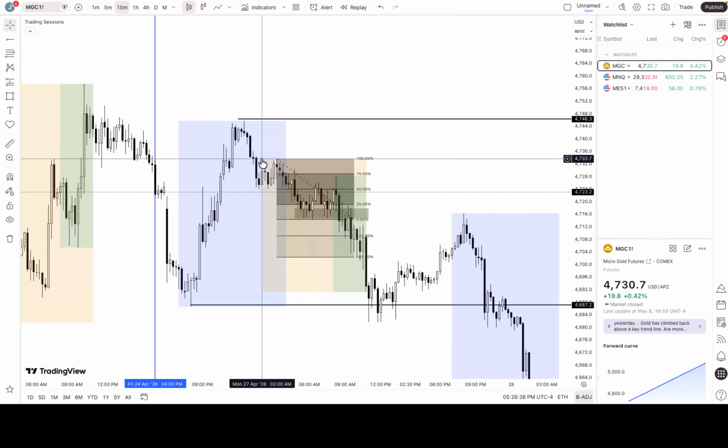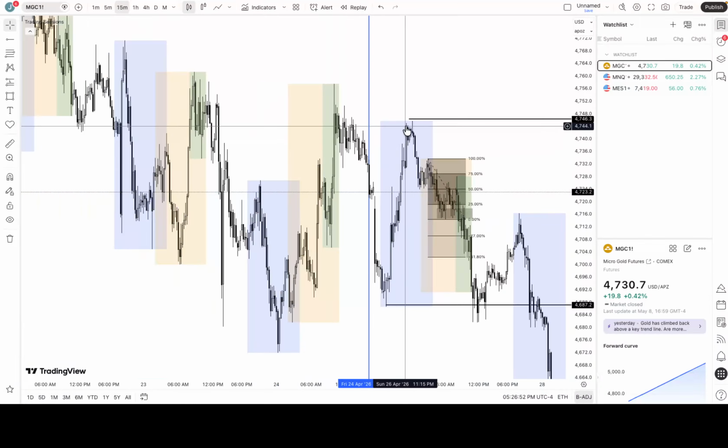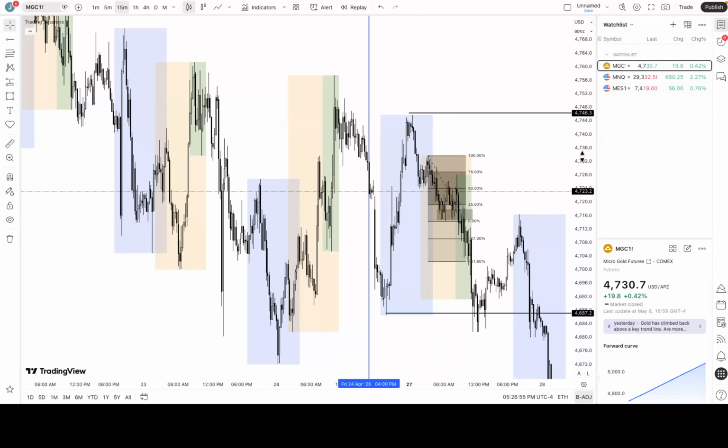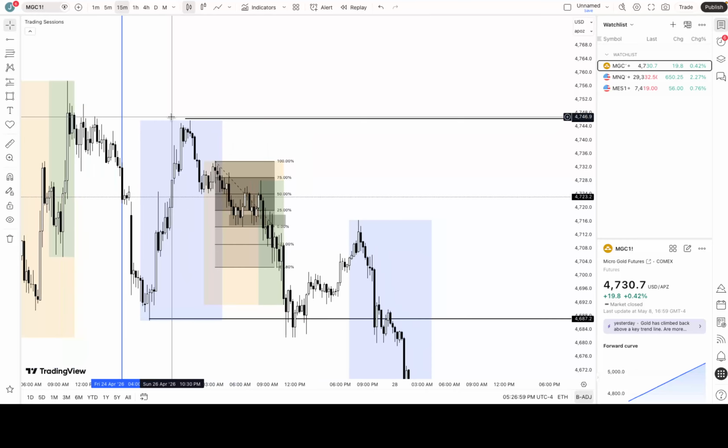If I saw price break above this area, I'd honestly still be looking for sells, but I probably wouldn't be too hasty. If I saw price break above this area, I'd look for price to get to here, honestly, and then push down. Excuse me. But yeah, I'd be looking for price to get to here if we broke above here. So for now, I'm looking for sells in this area.